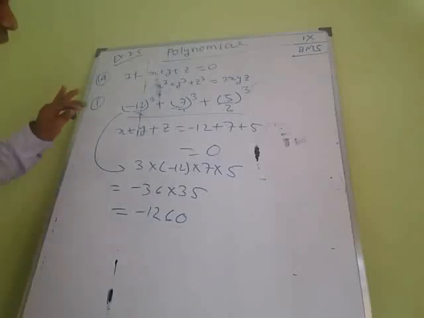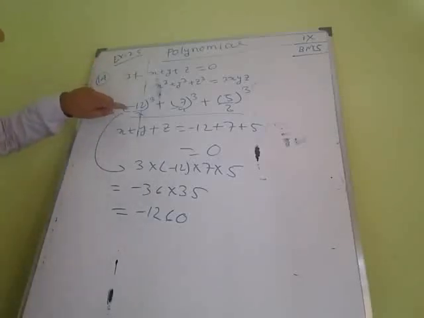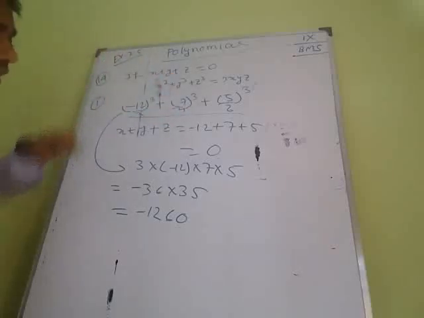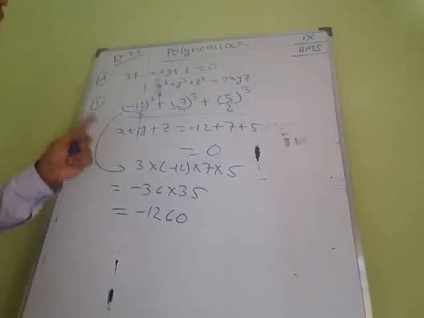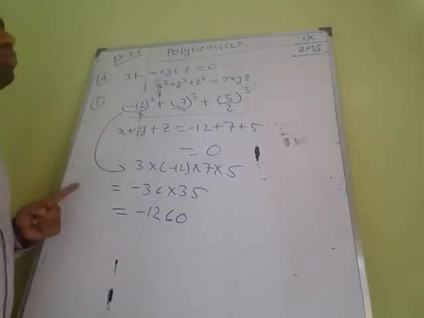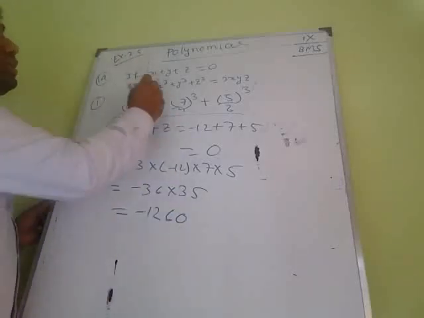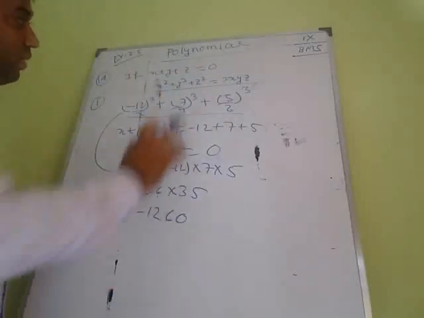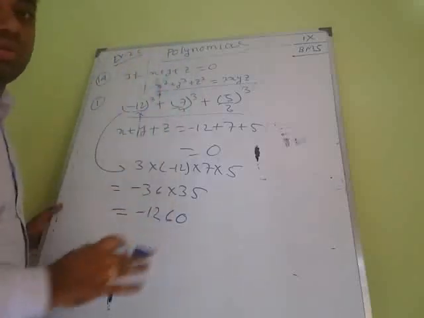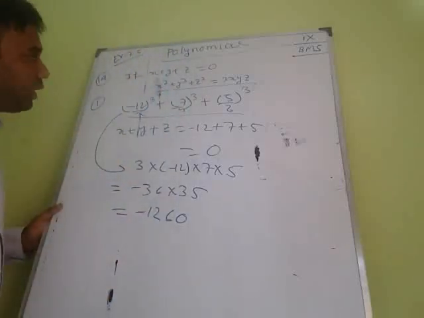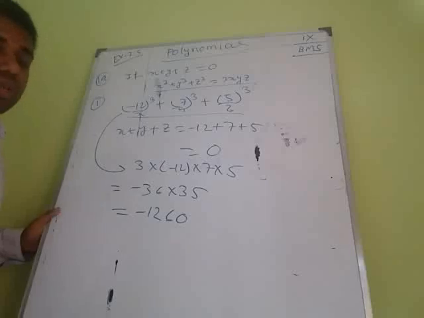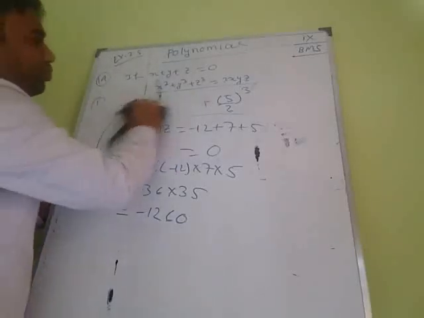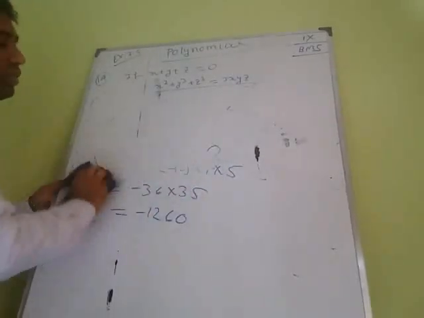Why did I do it this way? Because the sum of the values minus 12, 7 and 5 is 0. That's why I can apply the formula x cube plus y cube plus z cube equals 3xyz. Remember and emphasize this: you can use that formula only when x plus y plus z equals 0. In any other case you cannot use that formula. Now question number 14 part 2.